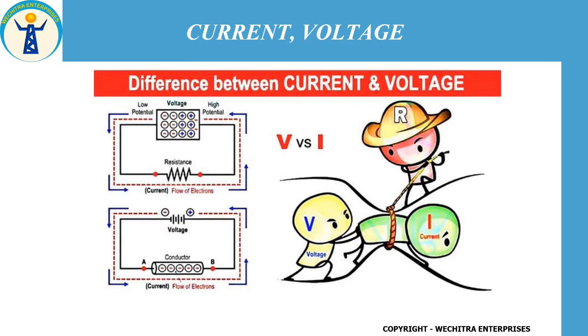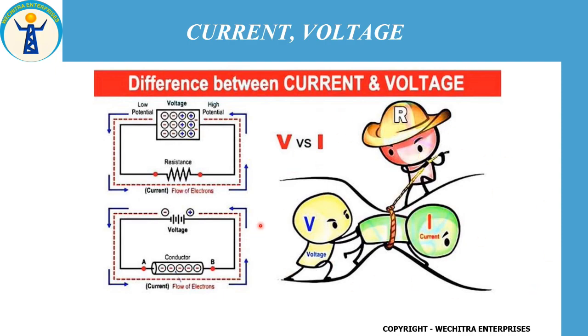Before discussing power factor, let us discuss some points related to it. These are current, voltage, and load. So, what is a current? A current is the rate of flow of electrons. Current always flows from higher potential to lower potential.